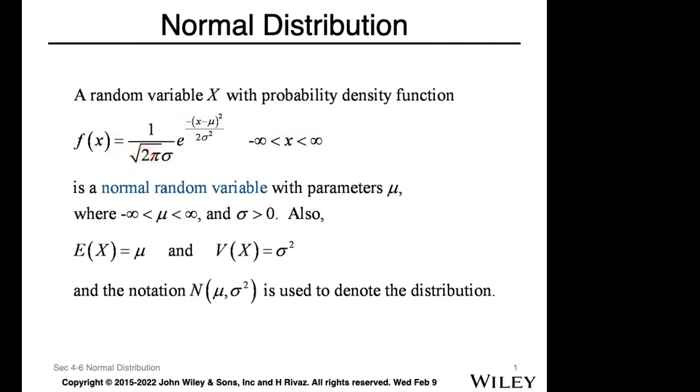Pi is a number, 2 is a number. The first parameter is sigma, and the second one is mu. So this distribution has two parameters.